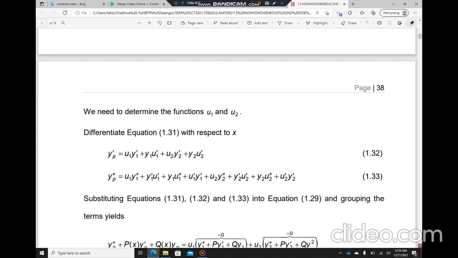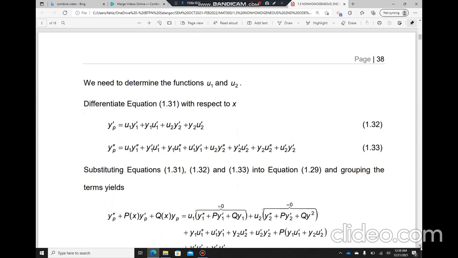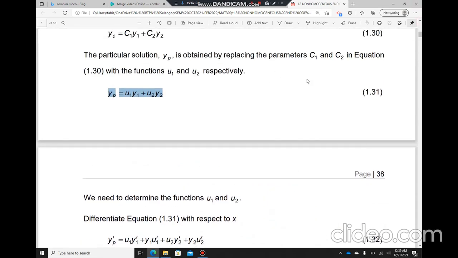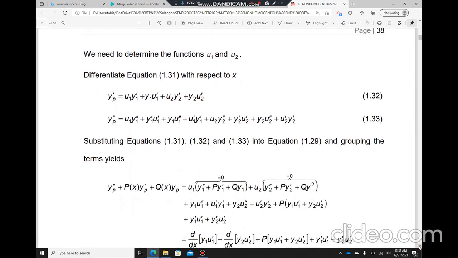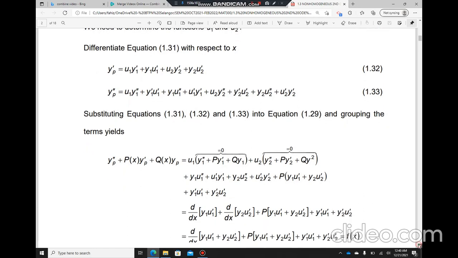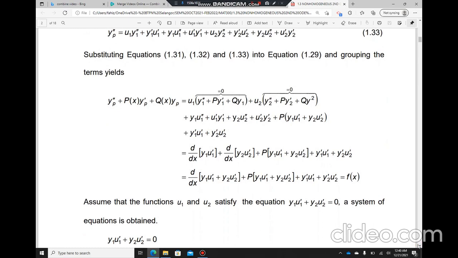Okay, so next we need to determine the functions u1 and u2. Differentiate equation 1.31 with respect to x. Okay, 1.31 yang ni, yang saya highlight ni. So kita differentiate respect to x. Okay, so awak akan dapat yp prime, yp double prime. Okay, then substituting equation 1.31, 1.32 and 1.33 into equation 1.29 and grouping the term yields. Okay, so kita buat step ni.